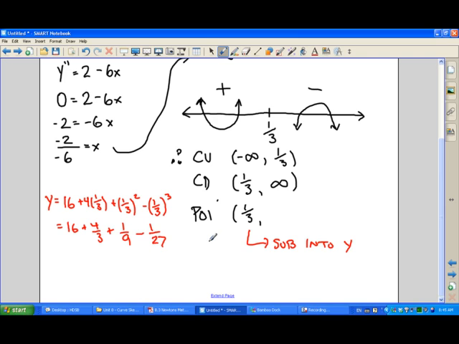Your best bet is to do this on your calculator using your fraction button. You'll end up with 470 over 27, and we always want to keep our values exact as much as we can. So now I can say my point of inflection is at 1/3 and 470 over 27.